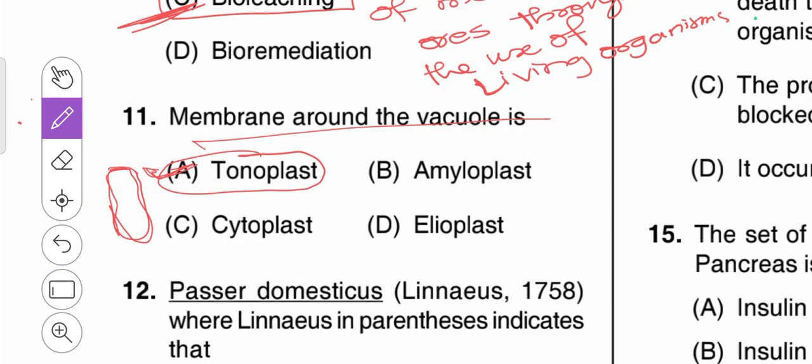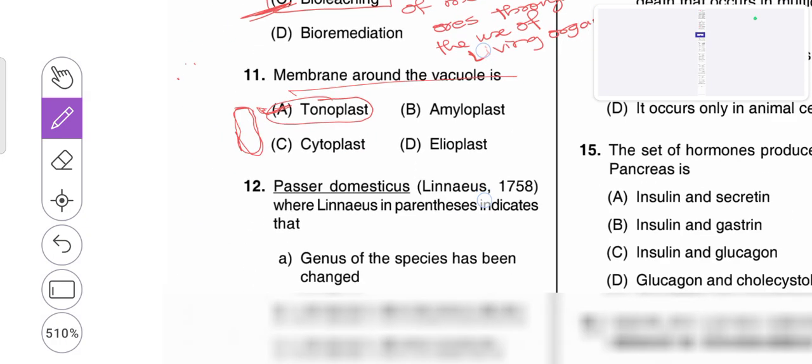So this tonoplast helps in the transport of some of the molecules, and it also brings about acidic concentration through bringing in hydrogen plus, that is protons. So 11A is the right answer.